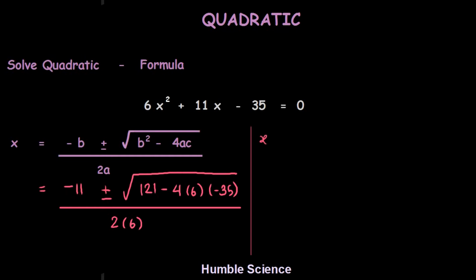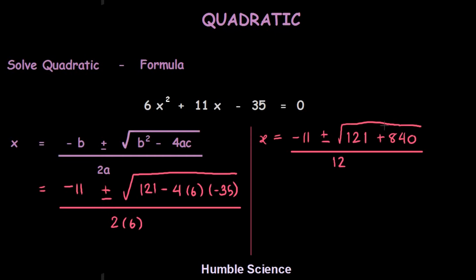So x is going to be equal to minus 11 plus or minus the square root of 121 plus 840, divided by 12. And 121 plus 840 is 961. And the square root of 961, I think, is 31. So it should be minus 11 plus or minus 31, divided by 12.